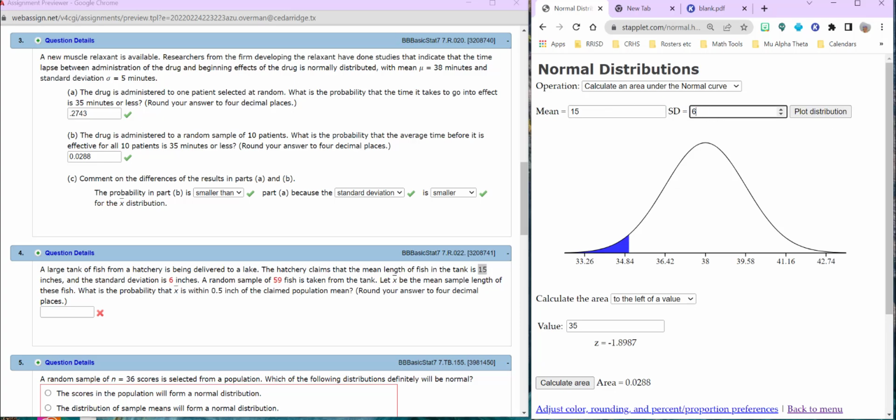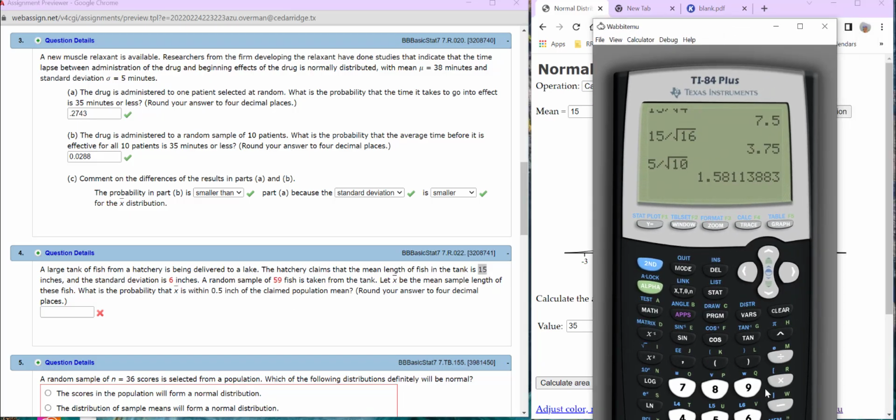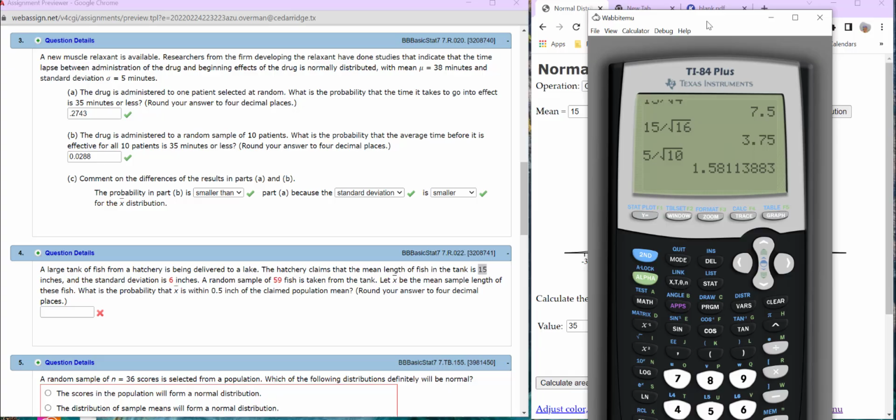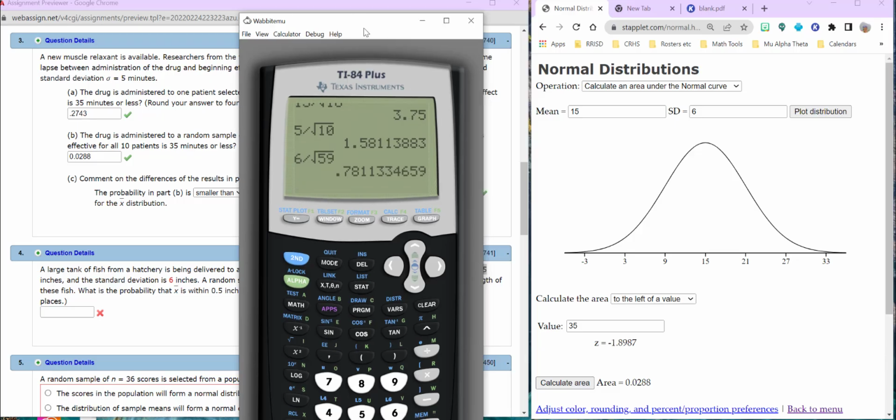If I did 6, you can see there's my standard deviation, but I'm taking an average. So I have to divide that 6 by the square root of 59. 6 divided by square root 59, enter. And we get 0.781. Sure, that sounds good. Plot the distribution. All right.